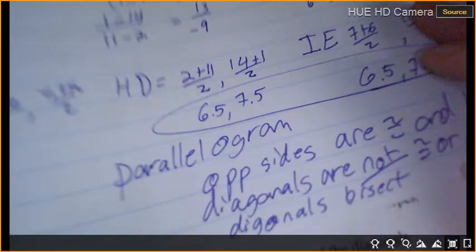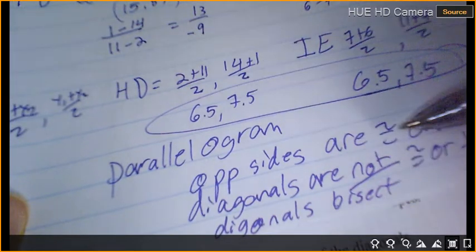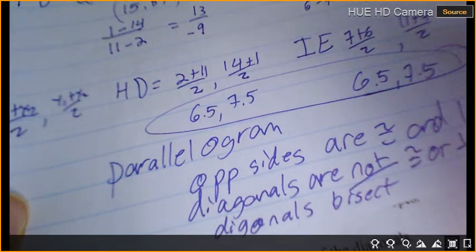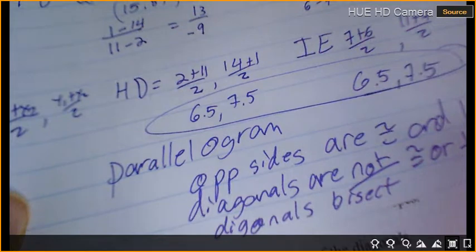And so my quadrilateral, it is a parallelogram. Opposite sides are congruent and parallel. Diagonals are not congruent or perpendicular. And diagonals are bisecting. So it has to be a parallelogram. Okay.